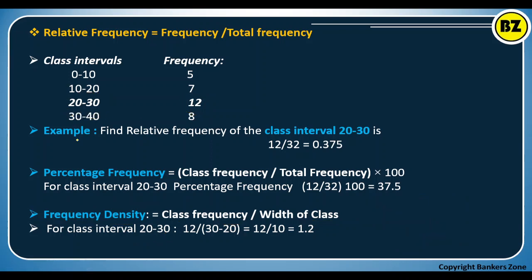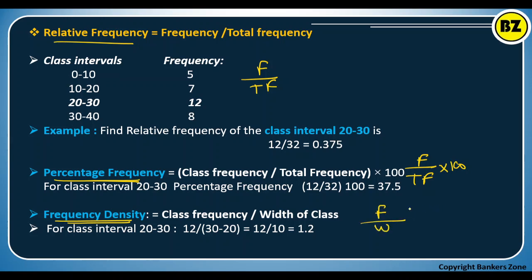So I repeat what we learned. Relative frequency is simply frequency upon total frequency. To find the percentage frequency, it is simply frequency upon total frequency multiplied by 100. And to find the frequency density, it is simply frequency upon width. Okay, the frequency is given, and width is nothing but upper minus lower. So these are the formulas, very easy.